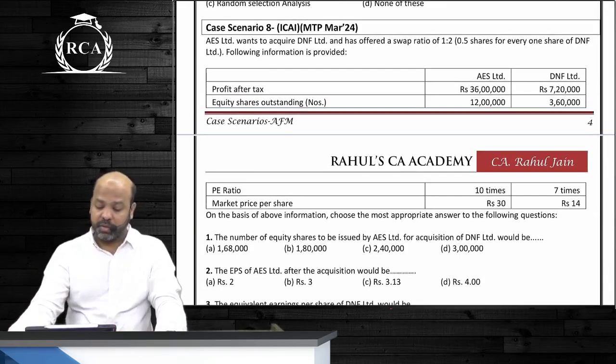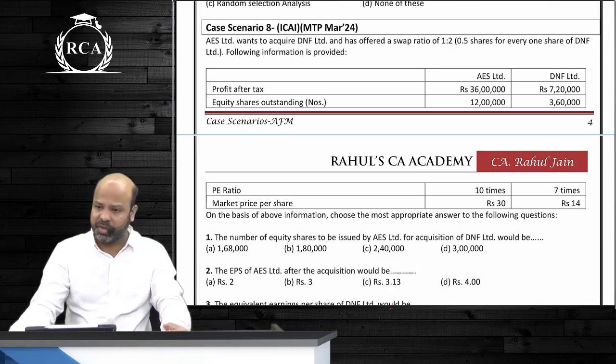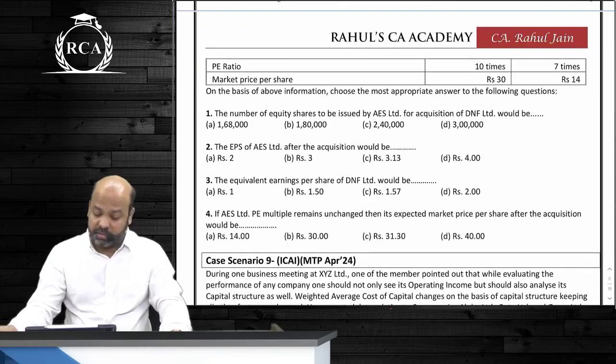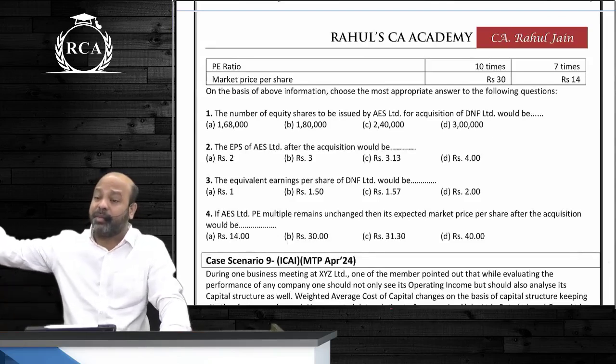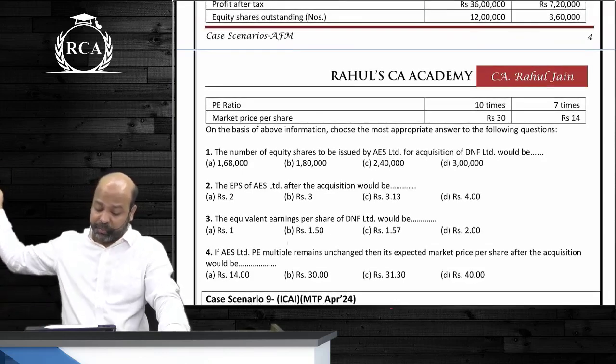Next, guys, again based on mergers and acquisitions. AES wants to acquire DNF and has offered a swap ratio of 1:2. Exchange ratio is already given in the question. Profit after tax for both the companies is given. Equity shares outstanding is given. P/E ratio is given. Market price per share is given. We did the exact same question, guys, with the same numericals in the class. Can I skip the question? Swap ratio कुछ भी नहीं है बेटा, वही computing EPS post merger, computing market price, assuming P/E ratio remains same.